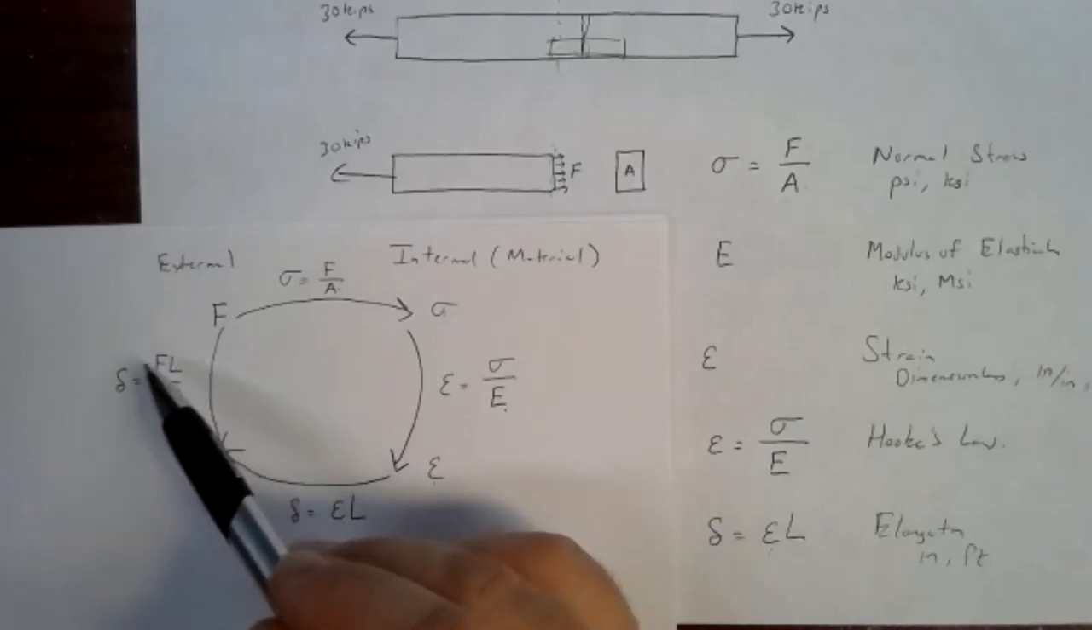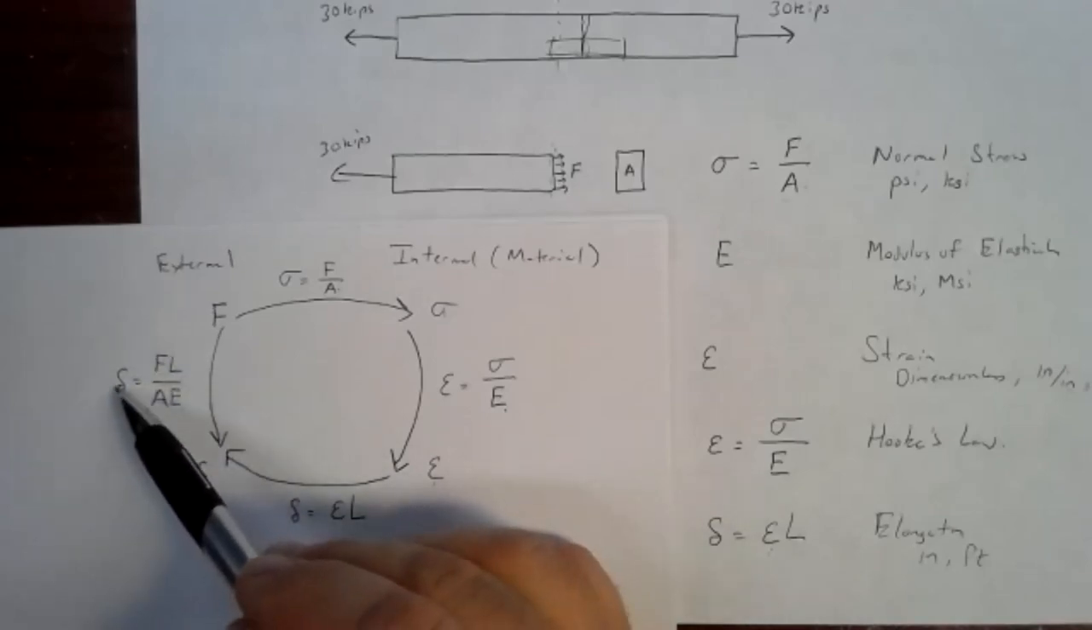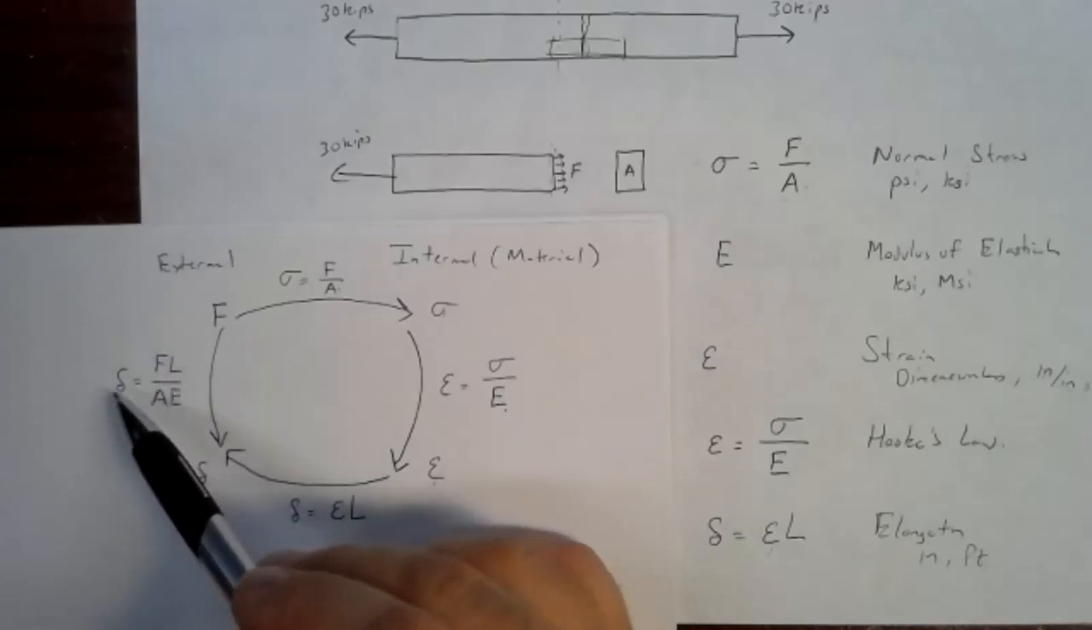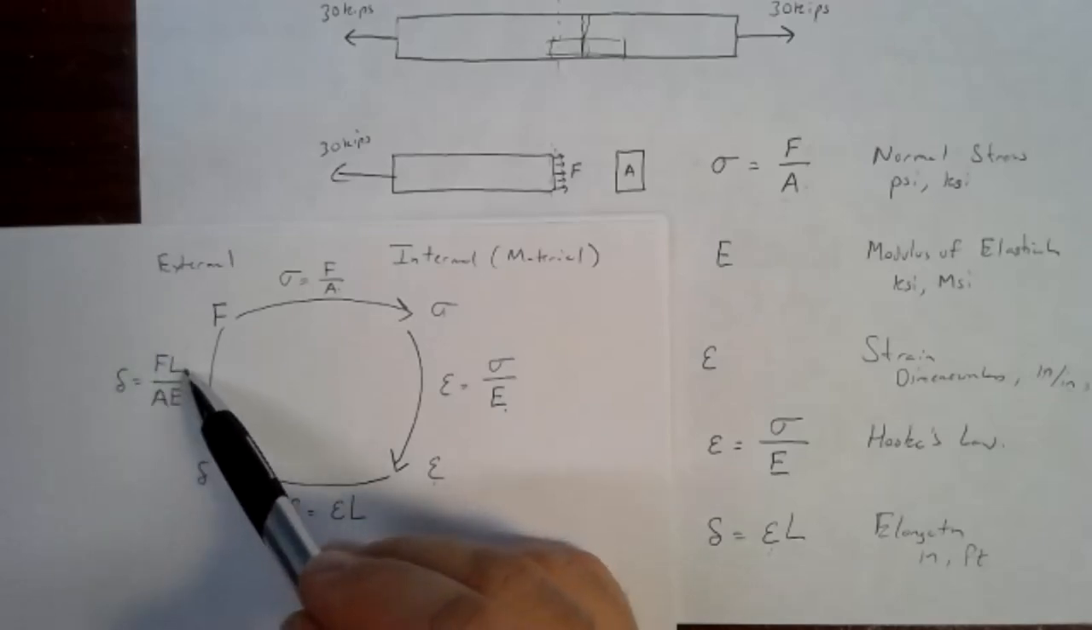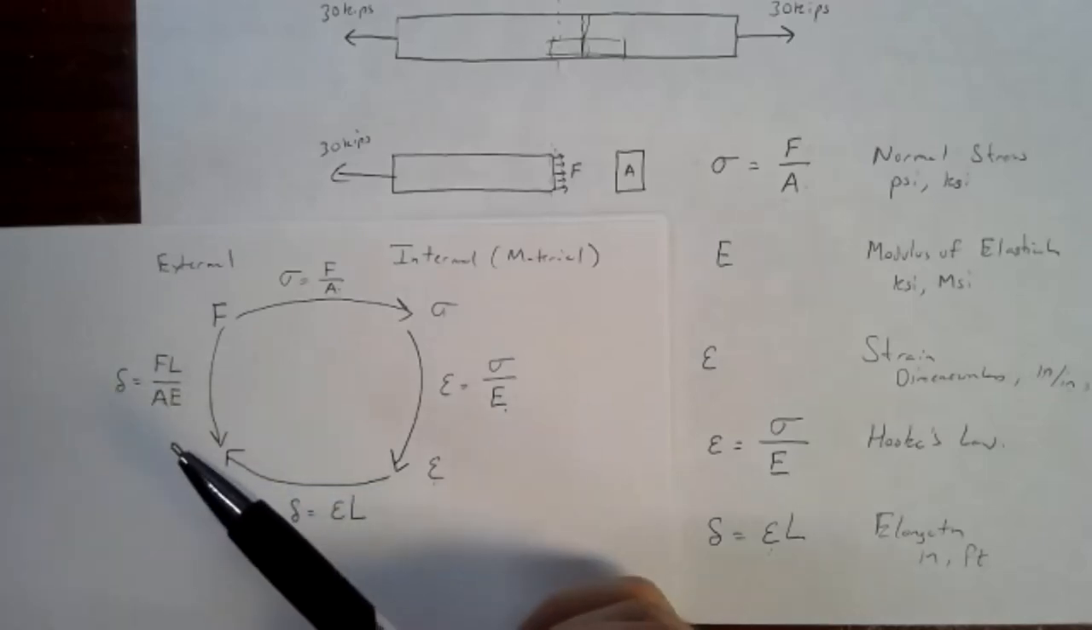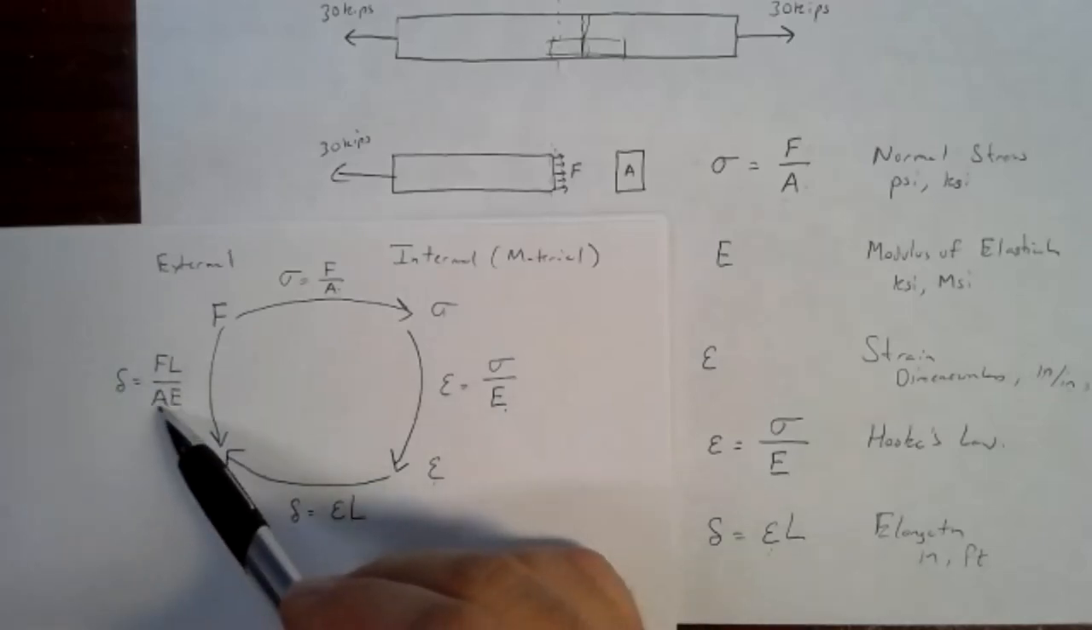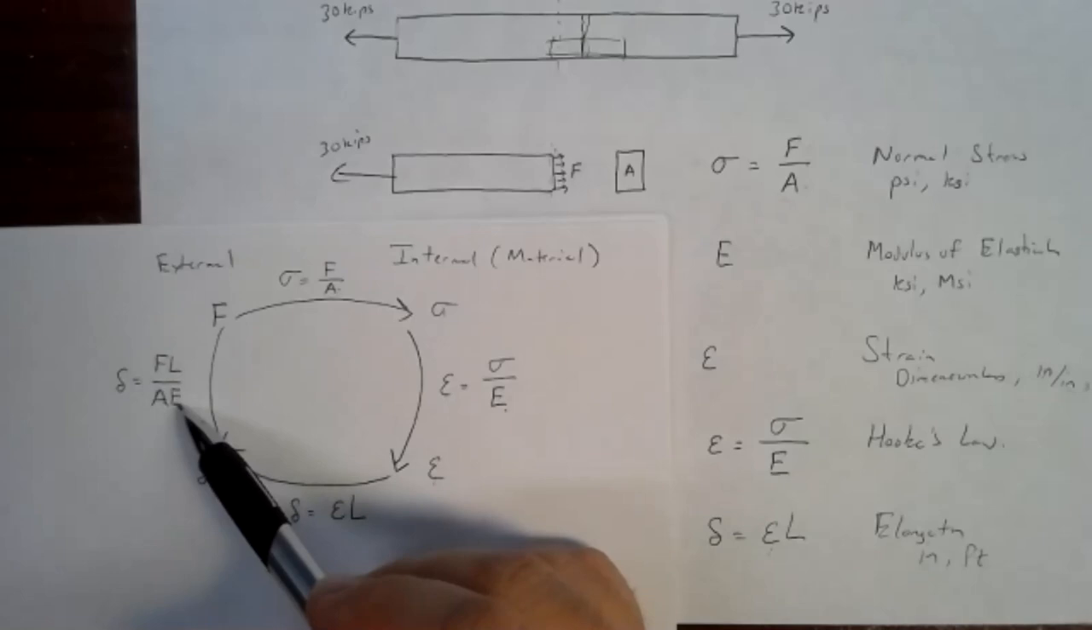Whatever units you have on the length, it'll be the same units for the deformation. So if you plug in a length of inches, you'll get inches out. If you plug in a length of feet, you'll get feet out. But area has to be in square inches.